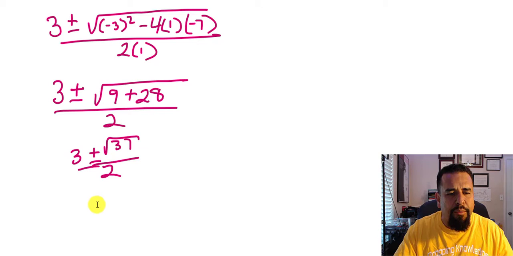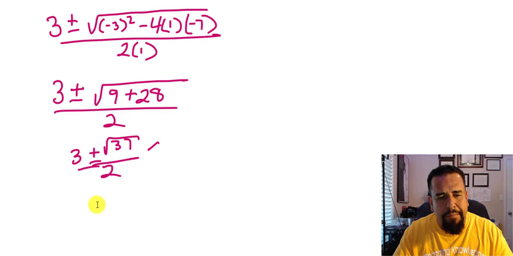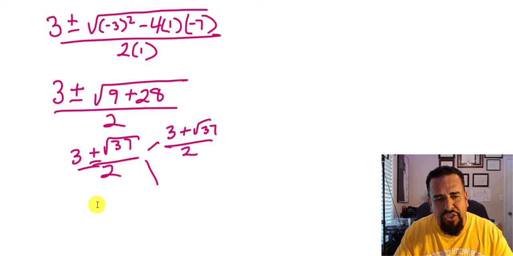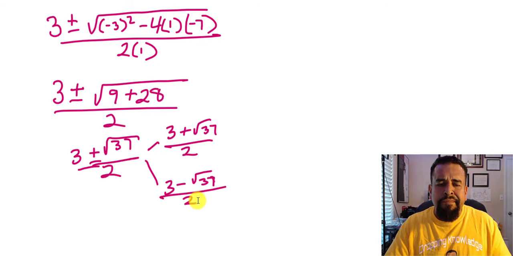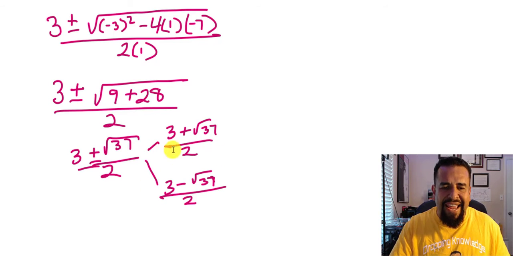Now, I want to show you why we have plus or minus here. We have plus or minus because we have 3 plus the square root of 37 divided by 2. And I also have 3 minus the square root of 37. Oops, that should be a 7? No, 37, divided by 2. So you get 2 answers. You'll always get 2 answers. And these are my exact answers in extended form. This is my exact answer in short notation.